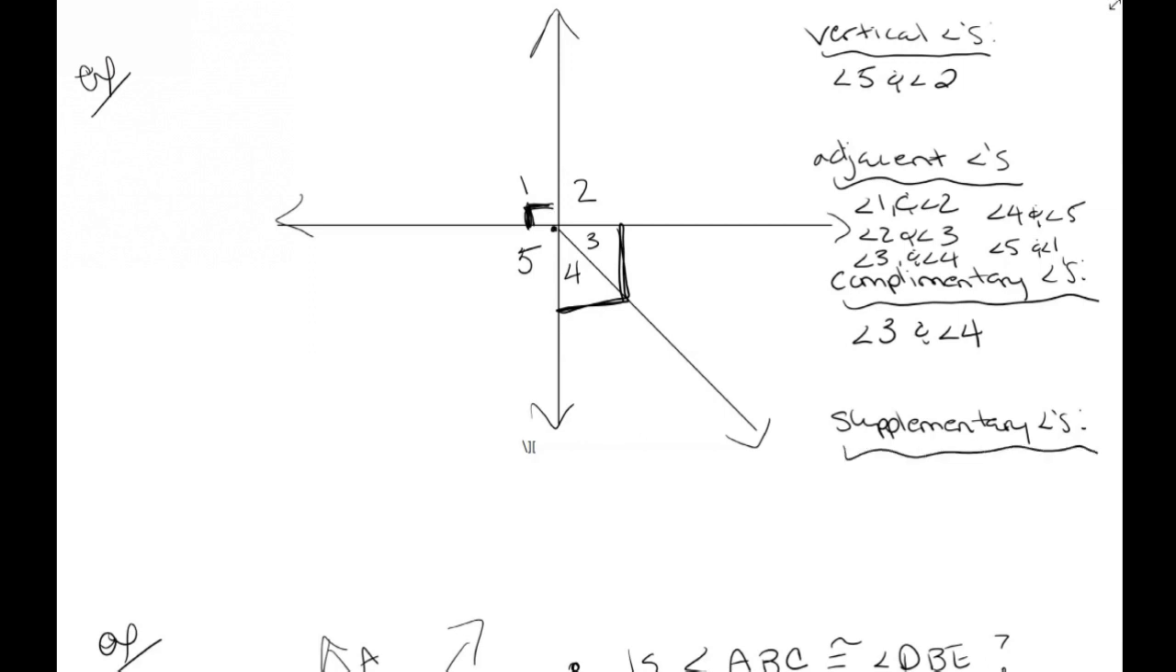Okay, and then what about supplementary angles? These are just two angles that add to a straight line. So for us, this is going to be angles 1 and angle 2. Notice here. And then also 1 and 5 are going to add to a straight line.